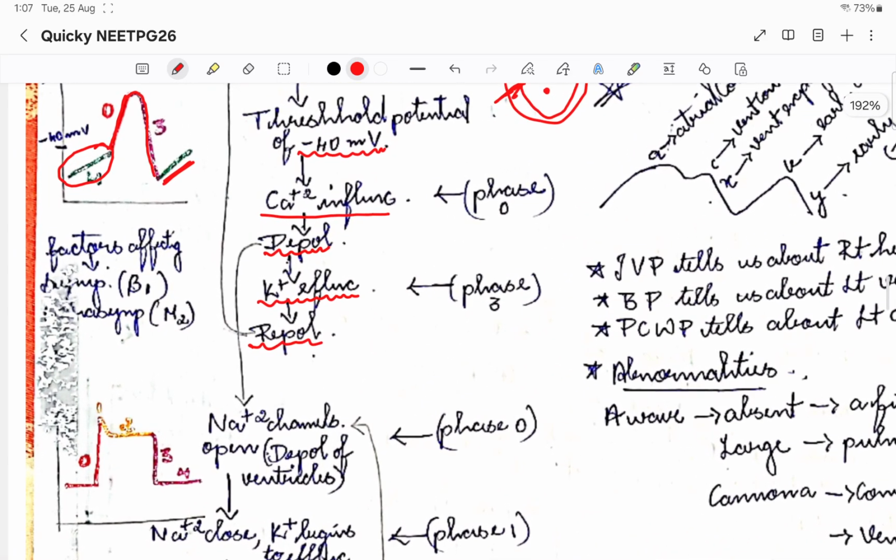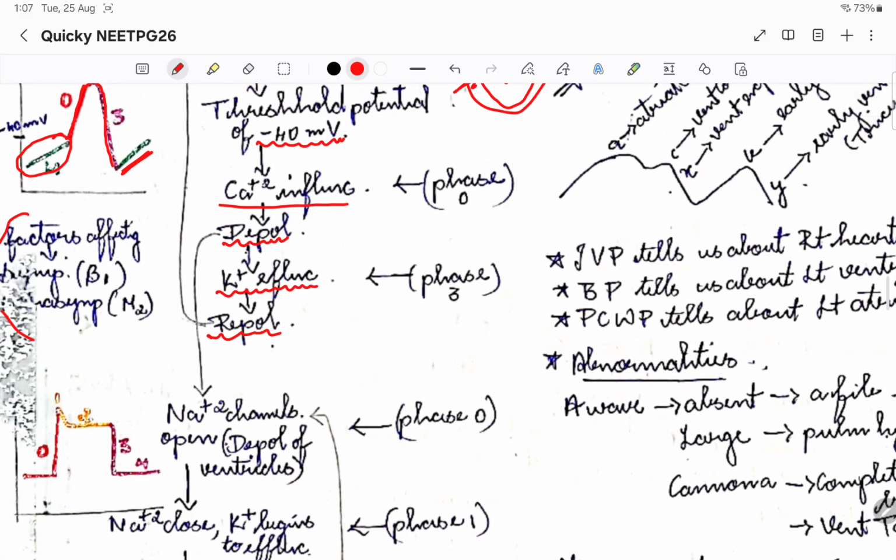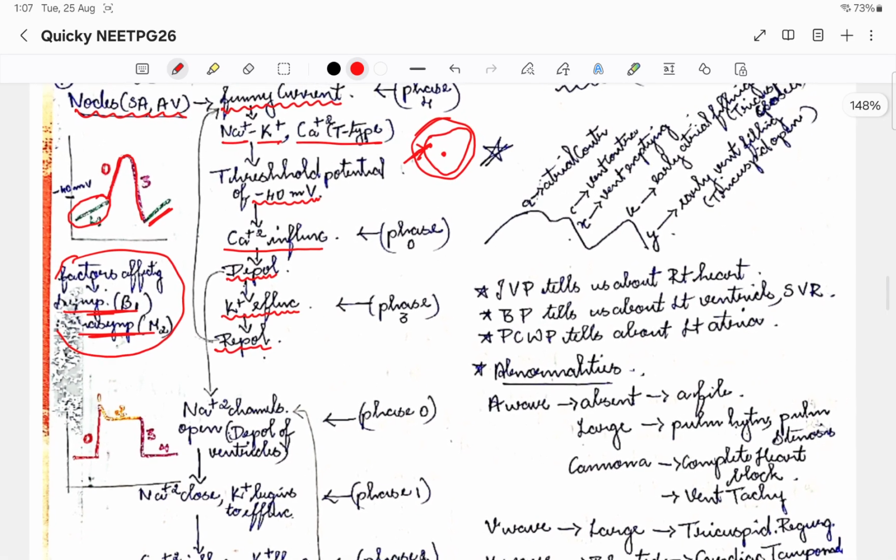One more thing I want you to know about is the factors that are affecting this action potential. See, I told you the brain doesn't tell the heart what to do, but the brain has an overriding control. It can tell the heart to raise or diminish the heart rate. How does it do that? Through the sympathetic and parasympathetic system. We had learnt it, right? Sympathetic will act by the beta 1 receptor in the heart and tell the heart rate to increase, whereas parasympathetic will tell the heart rate to decrease. This is how the nodal action potentials will be.